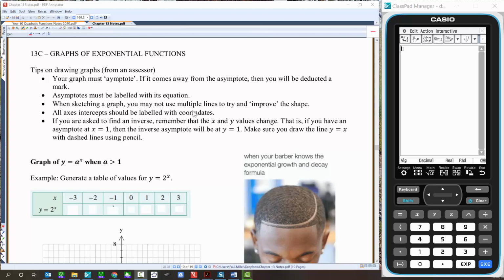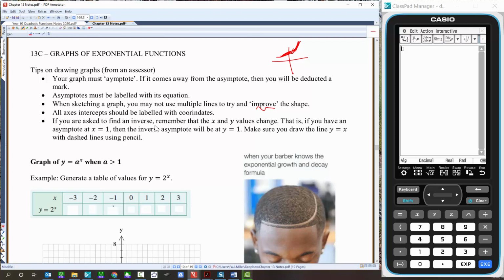When sketching a graph, you may not use multiple lines to try and improve the shape. Some students drawing an exponential might draw it like this and then try to improve the shape by drawing another line there, which creates a whole heap of extra functions on top of the original function. If you are going to improve the shape, you do need to do it in pencil and then rub it out. All axes intercepts should be labelled with coordinates.